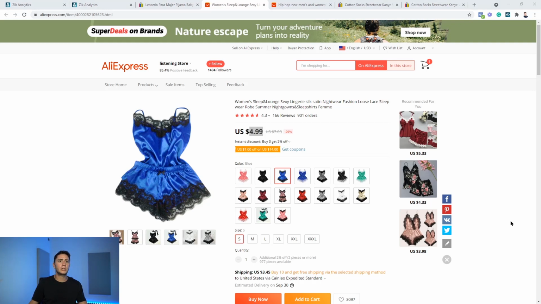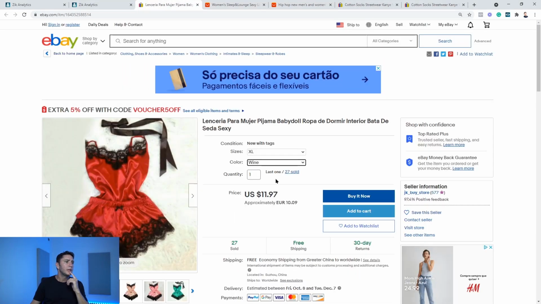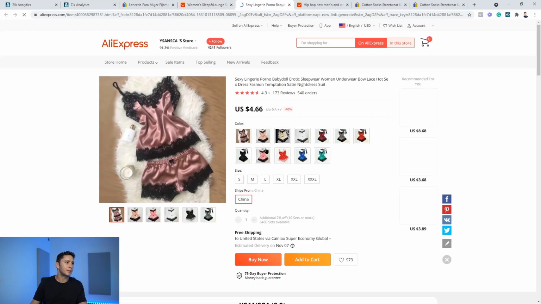Let's do the calculation again. So it's $4.99 plus, let me check, $3.45, which is $8.44, and this product sells here for $18.97. And before we finish this profit calculation, let's see if there are other suppliers who can get it for a better price. It can happen sometimes, guys.